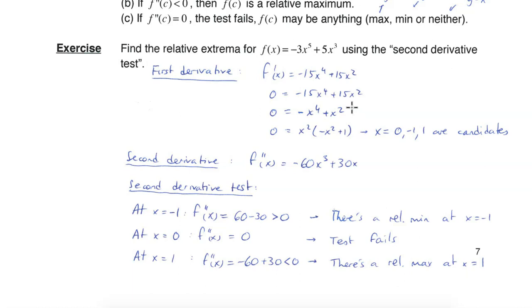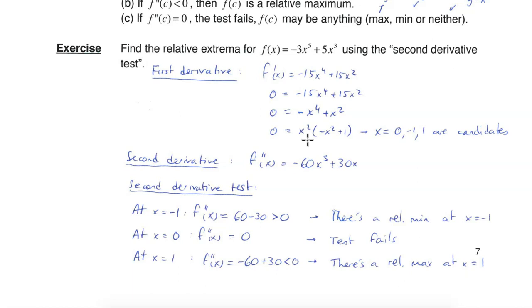Beware, do not divide by x squared from this step to that step, because if you divide by x squared, you're going to lose one of the solutions. x equals 0 is a solution to this equation. If you divide by x squared, you will suddenly not have x equals 0 as one of your solutions. So don't divide by x squared, instead factor it out. From here we see that all the possibilities are x equals 0, x equals 1, and x equals negative 1.